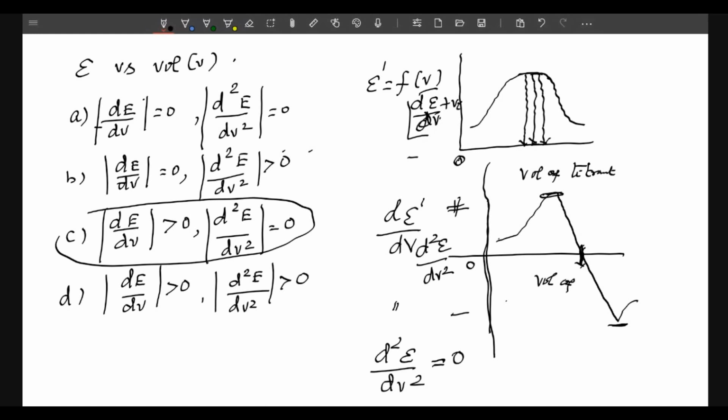It is not greater than zero. Therefore, this option and this option are wrong. Of these two, which is the correct answer? You can tell the answer.